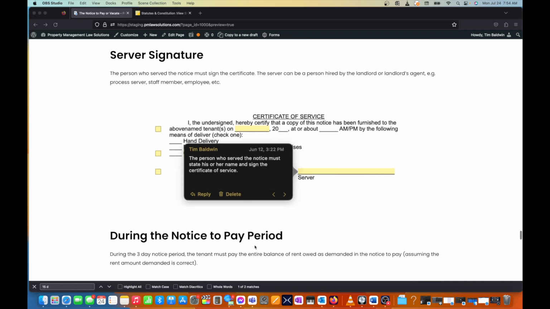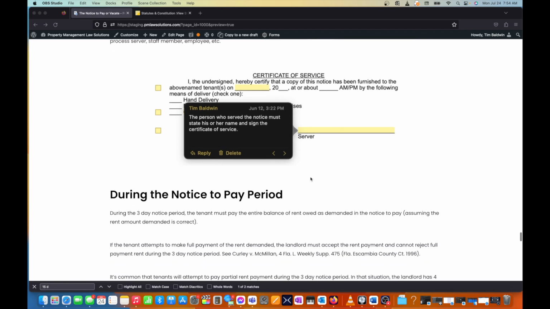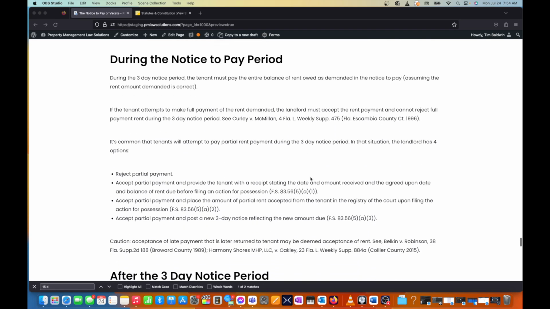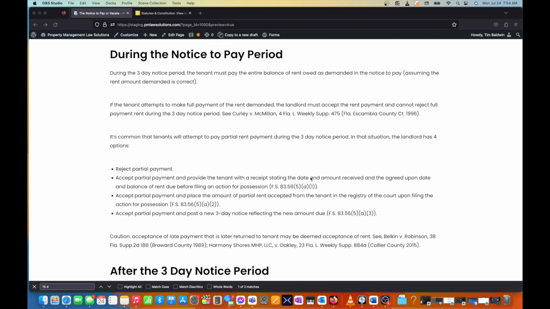Again, the server who serves the notice has to then sign that section. Now, during the notice period, we go over this in the tenant default video, but just highlights here, you can pause and just look at some of this information about during the notice period. So effectively, we can require the tenant to pay the full amount of rent during the 3-day notice period.